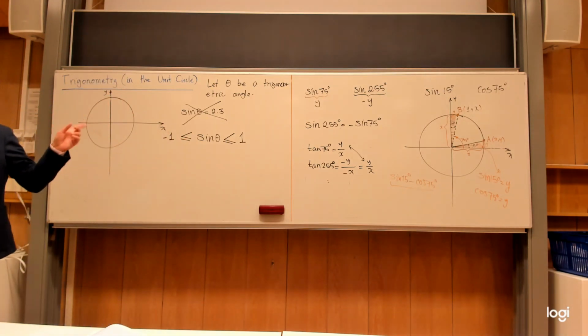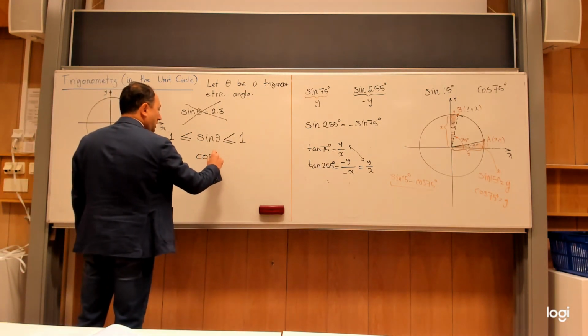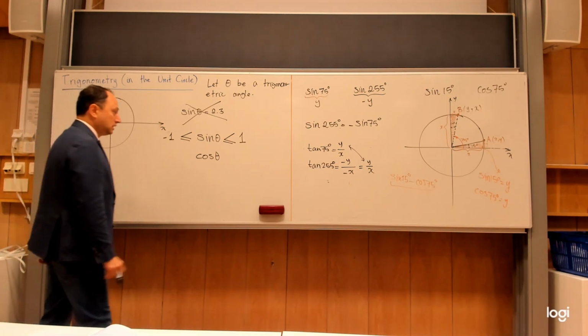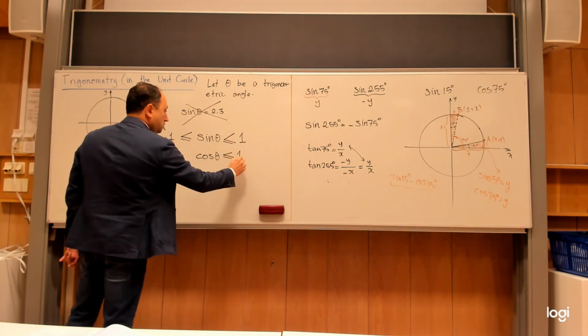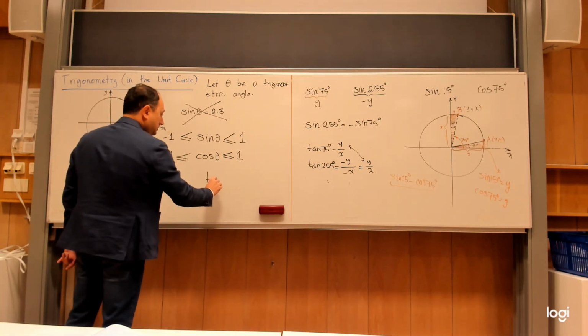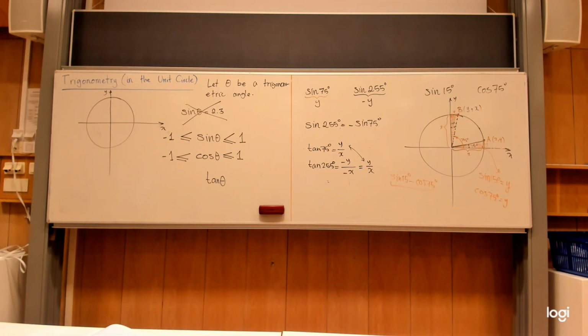It's very important to remember these facts. Another thing, can I say something similar for cosine? Yes or no? Cosine is also at most 1, at lowest minus 1. What can I say about tangent? Is there any bound for tangent? Tangent doesn't have any bounds, yes?